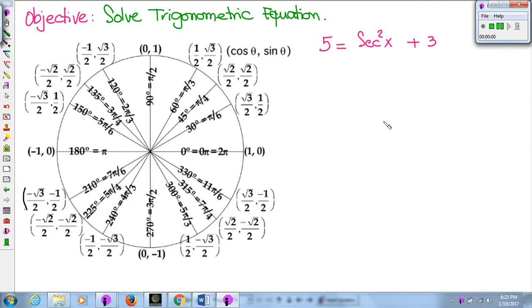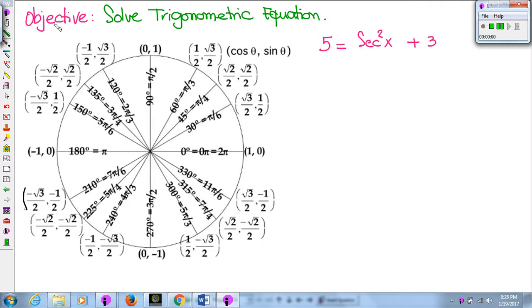Hello, my pre-calculus student. In this video, we are going to solve trigonometric equations. Let's begin with this equation. We have 5 equals secant squared of x plus 3. So the first thing we have to do is isolate secant squared of x.